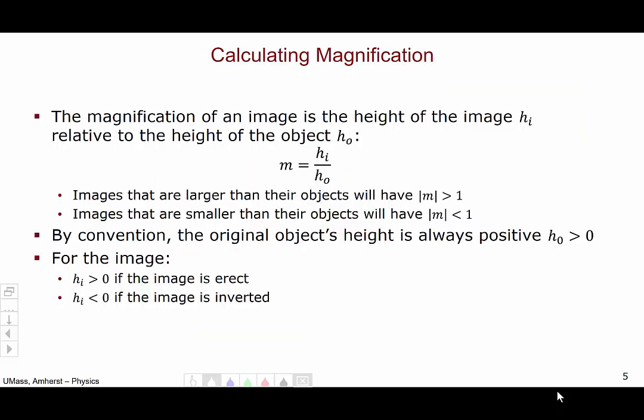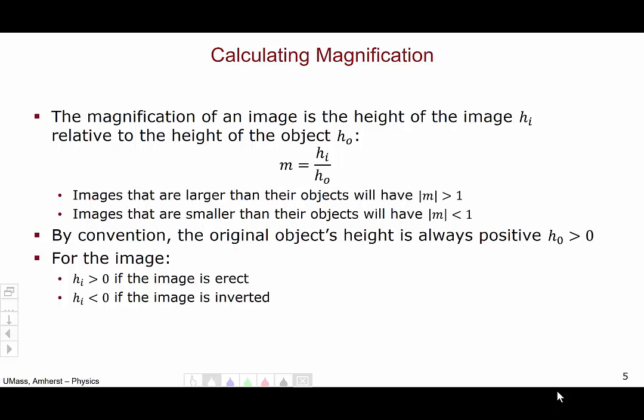How do you calculate magnification? The magnification of an image is the height of the image, hi, relative to the height of the object, ho. So just this simple ratio. Images that are larger than their objects will have a magnification which has a magnitude greater than 1, while images that are smaller than their objects will have a magnification with absolute value less than 1.